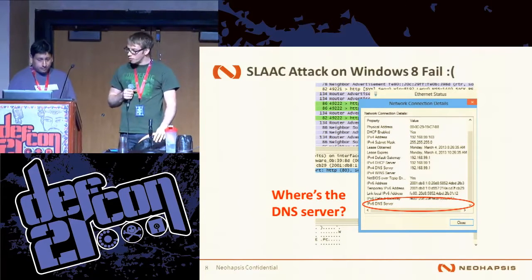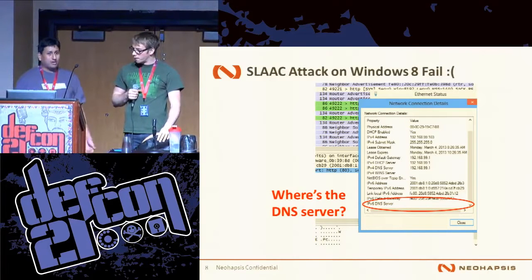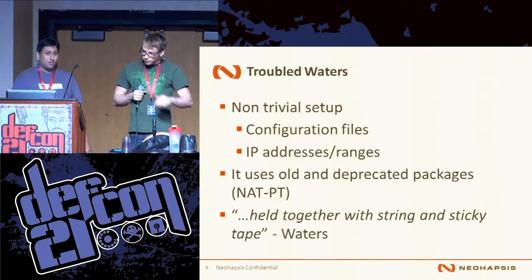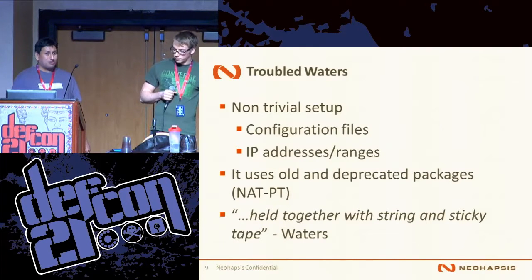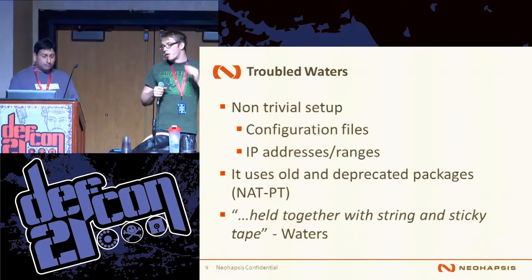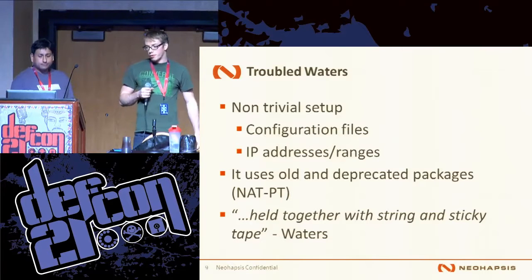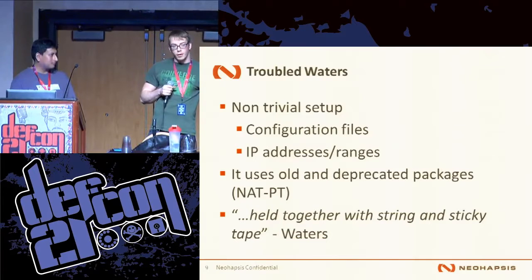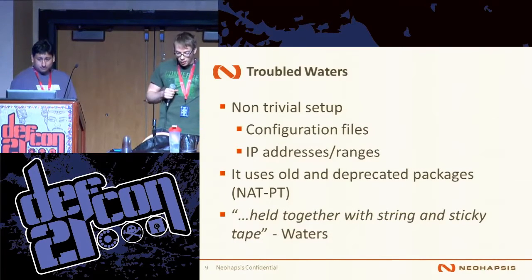There are some other issues with the guide that Waters put together as well. First off, there are a lot of configuration files you have to go through and edit. The steps were very detailed, but there's still a lot of things to go through: a lot of IP addresses and ranges to keep track of, and lots of configuration flags. It also used a lot of old and deprecated packages. He basically said it was held together with string and sticky tape, and that is pretty parallel to what we experienced when we were playing with this in the lab.